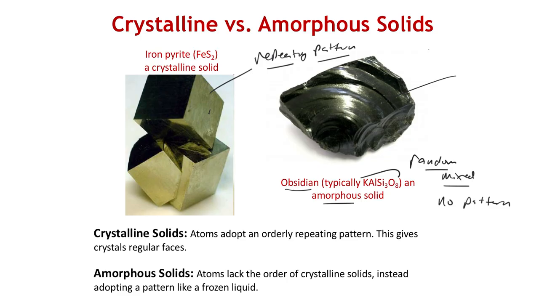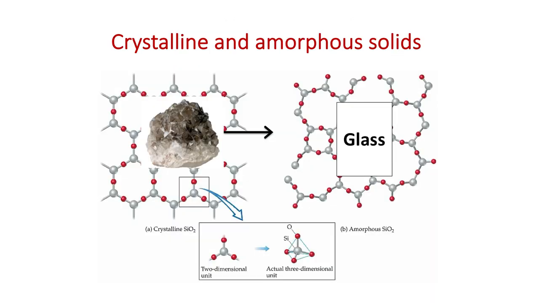So crystalline, ordered repeating pattern, but not perfect. Nothing's ever 100% perfect. And then amorphous, they lack that order, so they are just kind of like a frozen liquid. I think we'll wrap up there for the day.